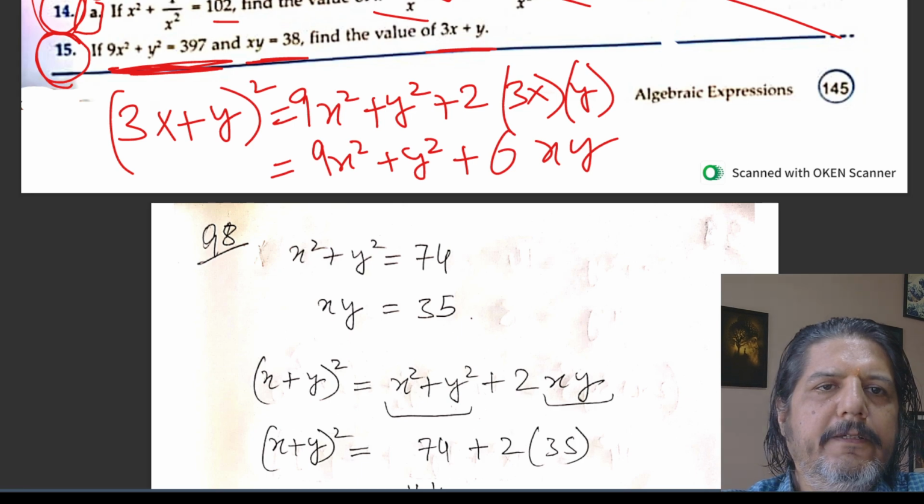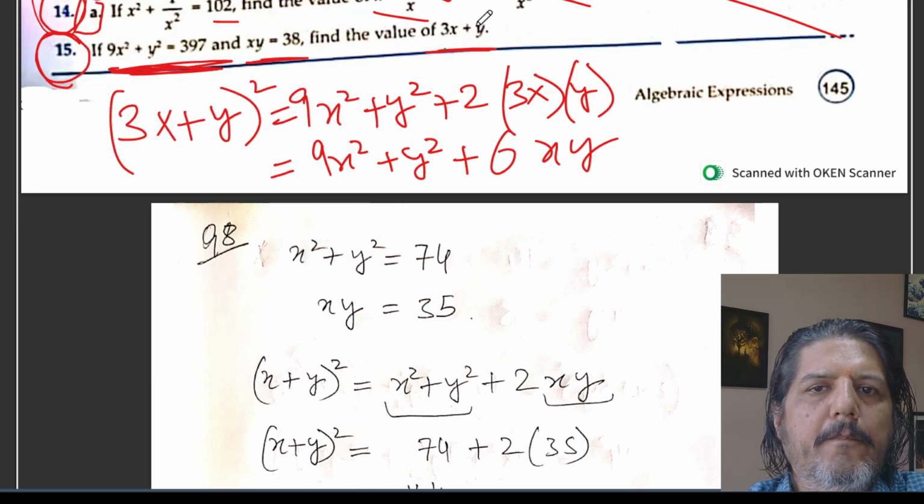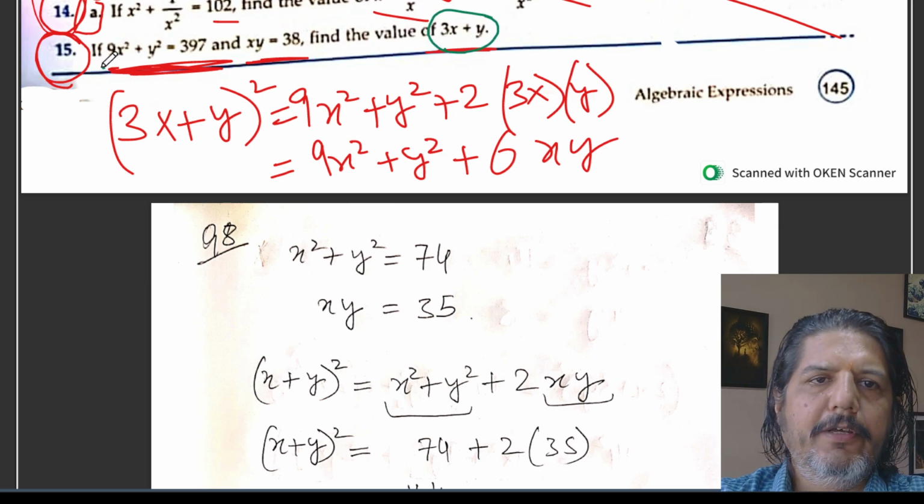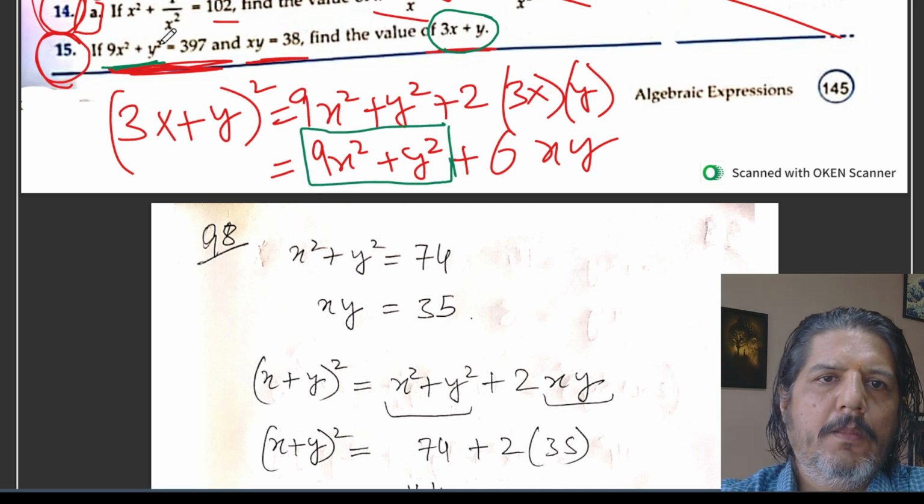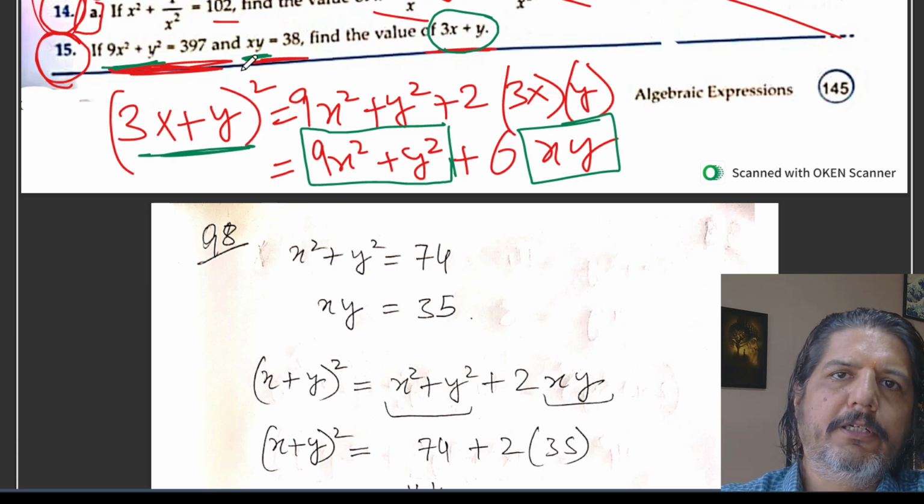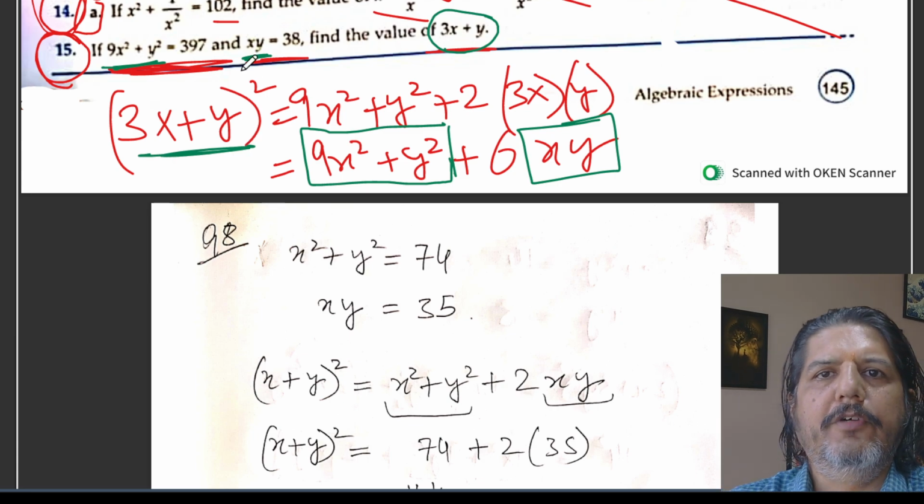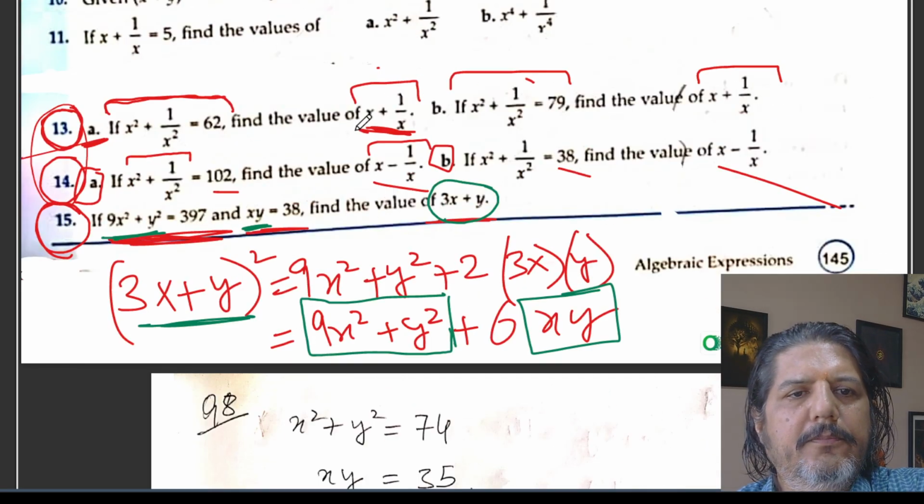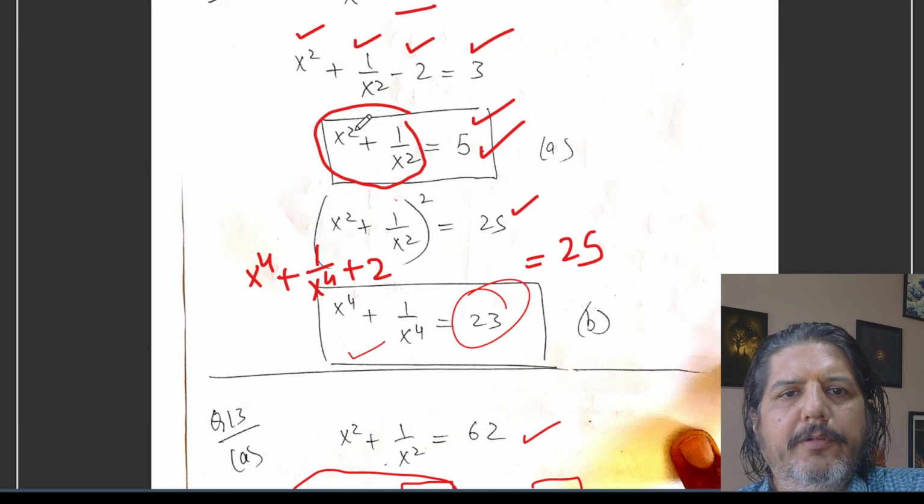Now look closely. They are asking you the value of 3x plus y. They have given you the value of 9x square plus y square, which will be equal to this. They have given you the value of xy. You will put it here. You will get the value of 3x plus y whole square. Then you will find the value of 3x plus y, which will be equal to plus minus. So let's look at the solution of question number 15.